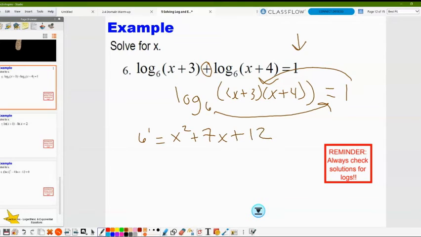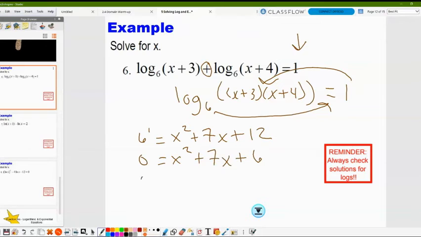So I'm going to go ahead and just save myself a little time foiling that out when I rewrite it. You can do that in a separate step if you want, but it's okay here. Now, 6 to the first power is just 6. This is a quadratic equation, so I need to get it equal to 0. So I'll bring that 6 to the other side. When it changes sides, it changes signs. So that'll be 12 minus 6, which will still be positive 6 here.